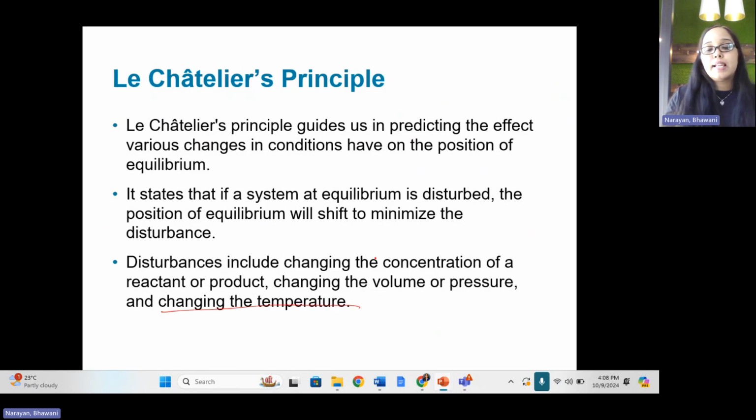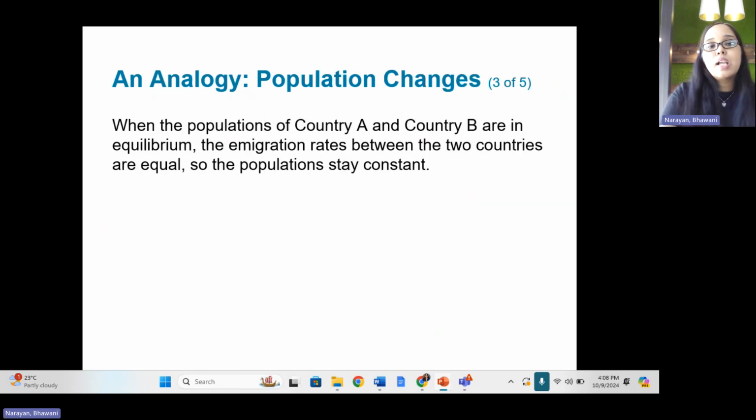So I have made other slides which are clearer than this, but let me start with an analogy with these current slides and then go over to those. Now, the analogy would be population changes. So let's consider two countries, country A and B. Say their populations are in equilibrium, and people are moving across the two countries. The emigration rates between the two countries are equal, so their population stays constant.